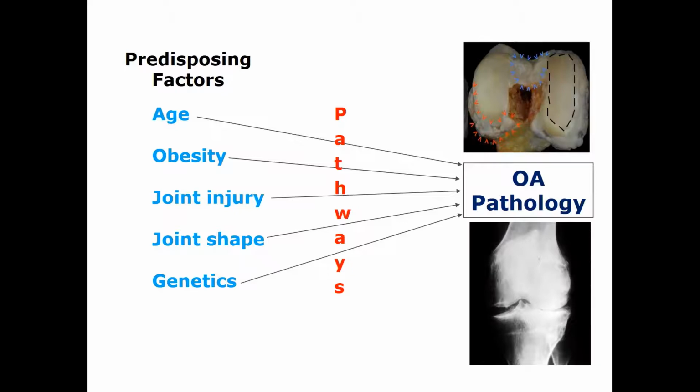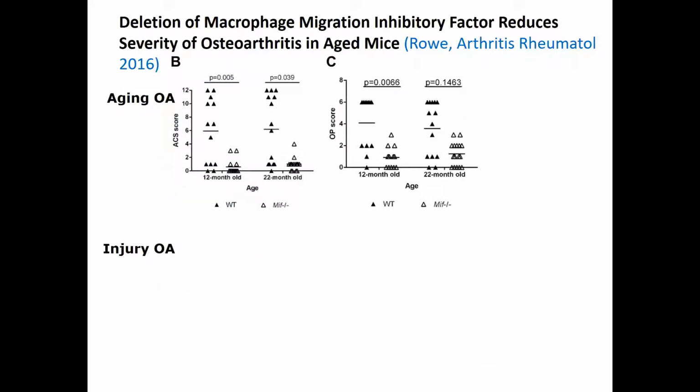That's an area that we're interested in here in the Arthritis Center, and other people are as well: how do you differentiate different pathways to OA that could be targeted specifically? And it's just one example. This is a mouse study, but this is something from my lab.